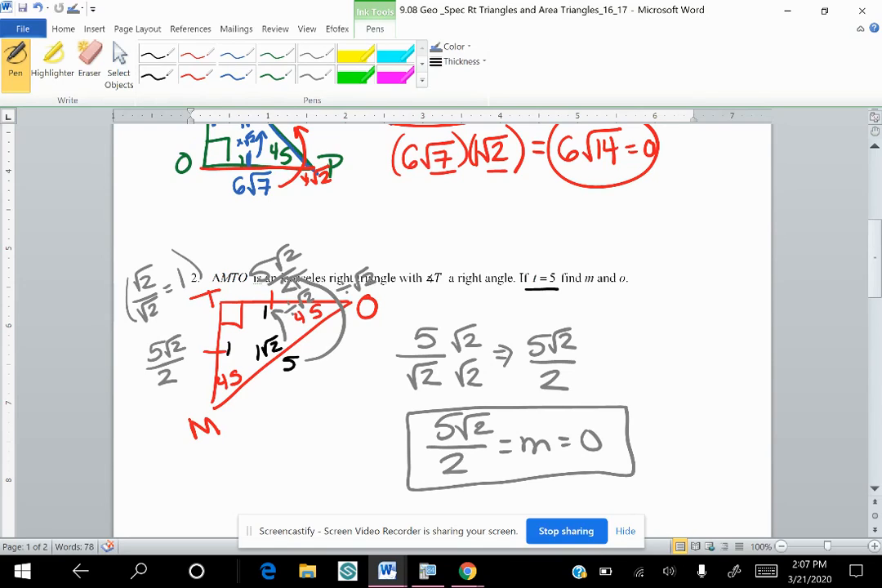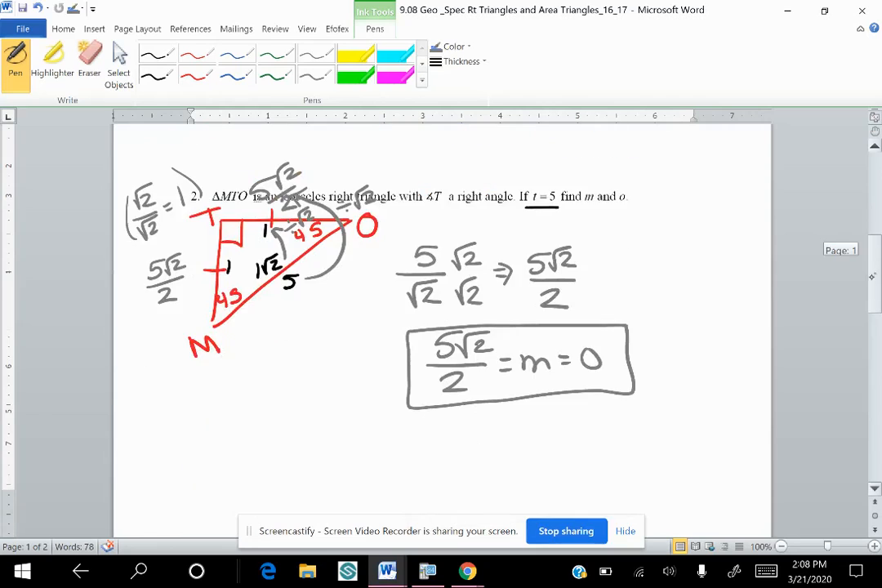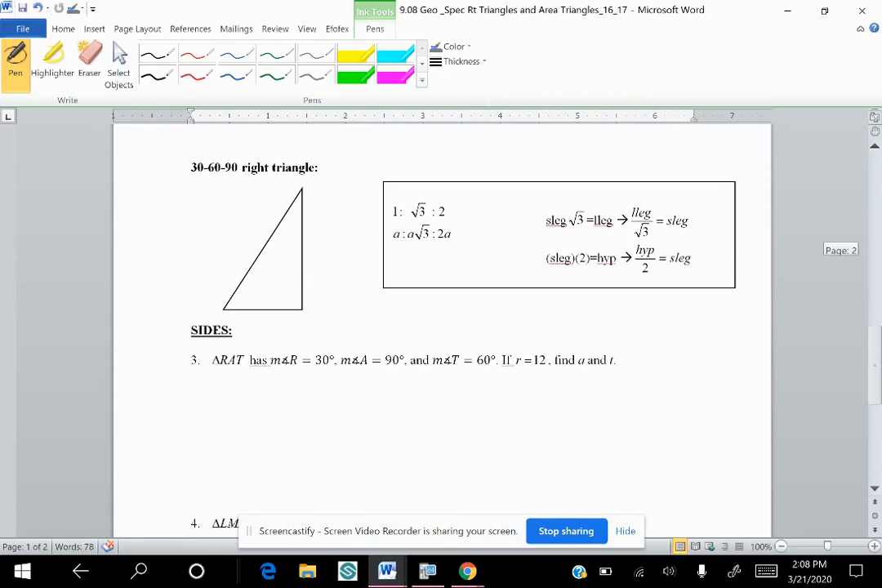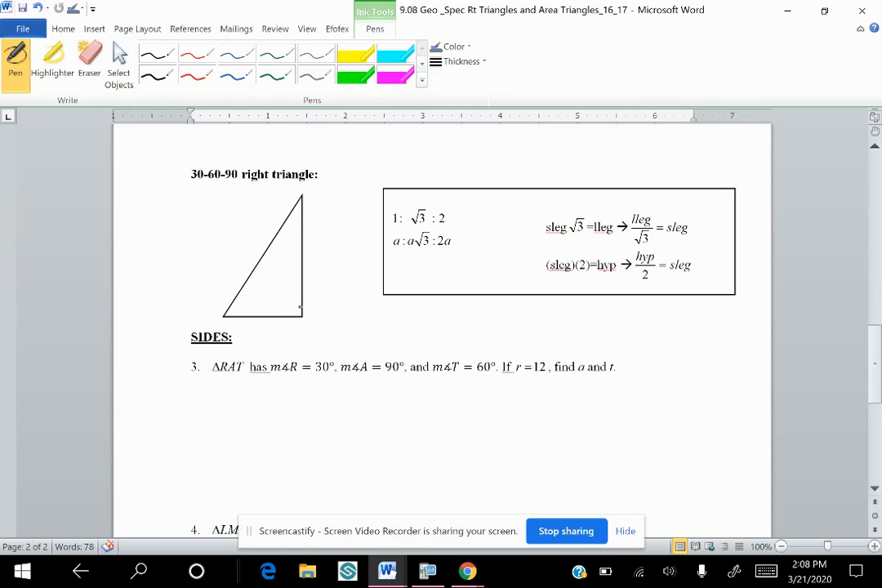Okay, let's go on to the next one. So we've got, here we go, a 30, 60, 90 triangle. So let's make this our 90, 30, and 60.